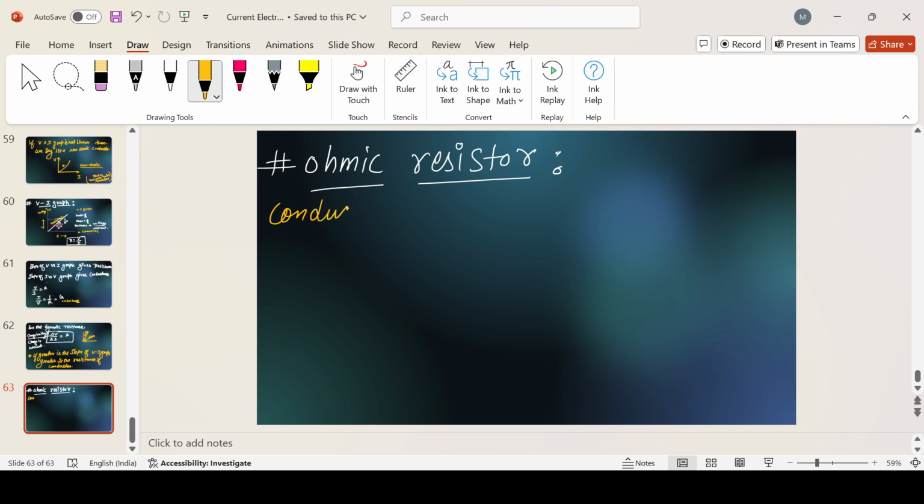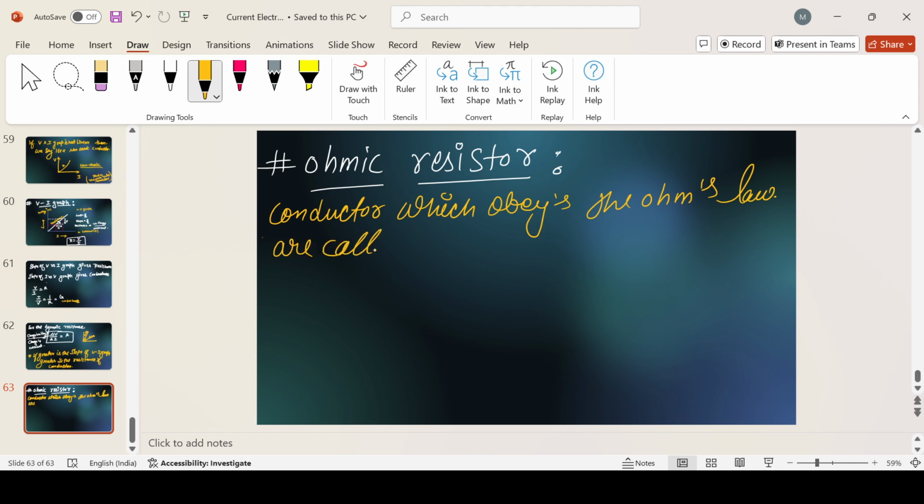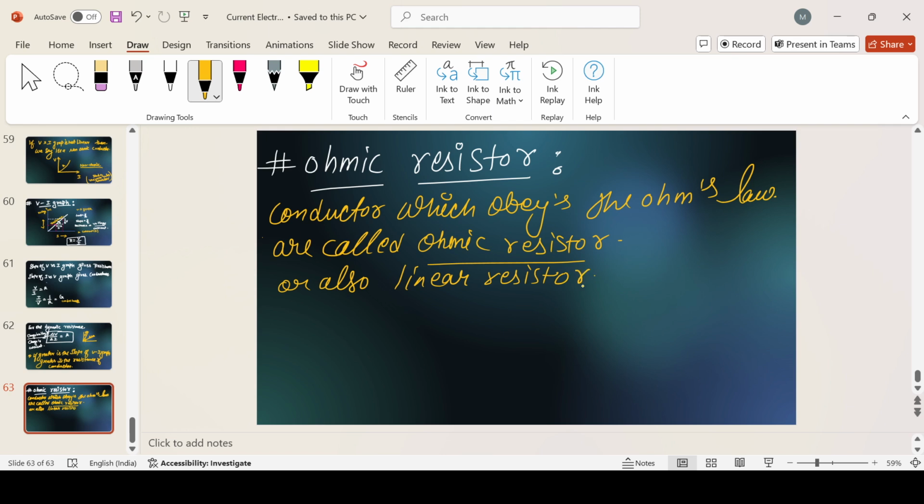So a conductor which obeys the Ohm's law is called an ohmic resistor. Okay, got it everyone? Yes, sir. ठीक है. These ohmic resistors are also called linear resistors. Why linear? Because it shows a straight line. So it shows the straight line, that's why it's also called linear resistors.